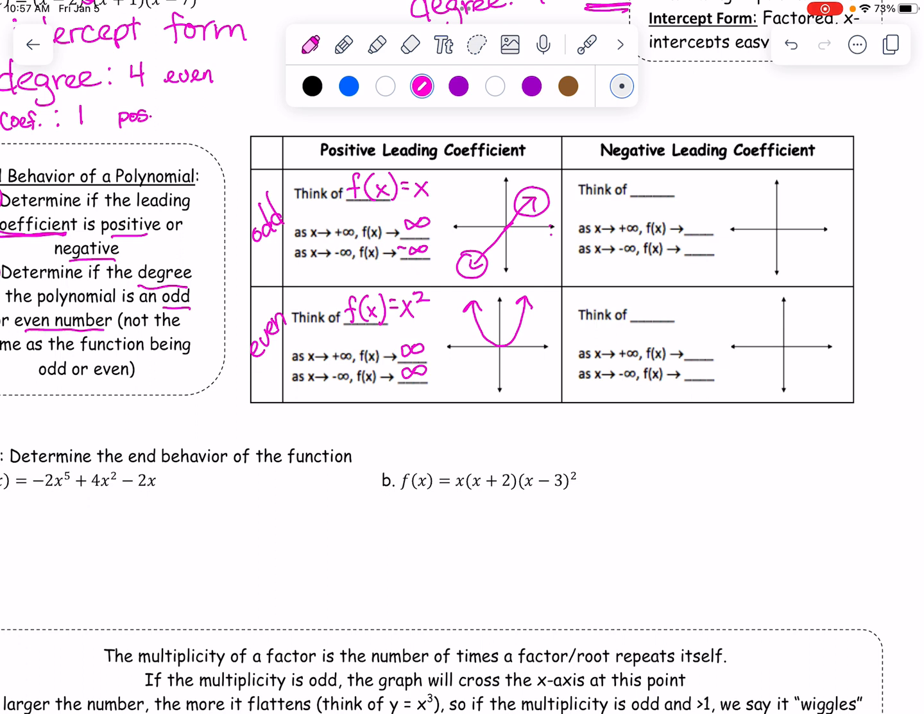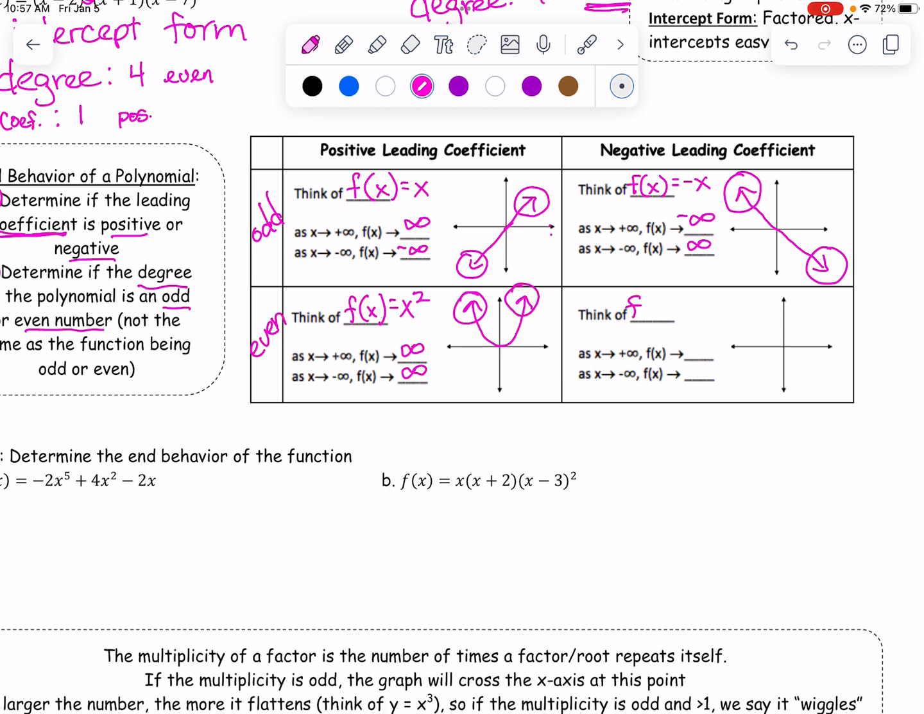Now we're going to look at the same thing, odd and even, but this time our leading coefficient is going to be negative. For our first one, our lowest odd is going to be negative x, which means this is going to be a line that is falling. So as it approaches the right side, y approaches negative infinity, and as it approaches the left, it approaches positive. So again, remember, we are only concerned about the ends of the graph.